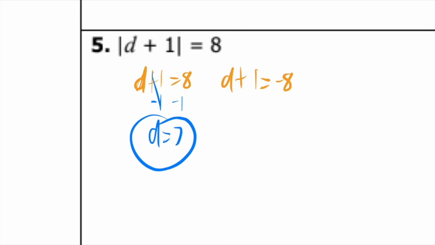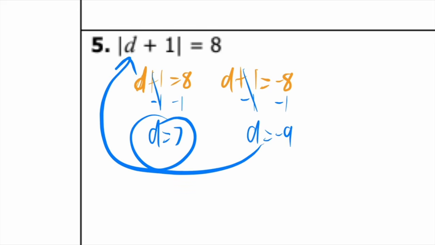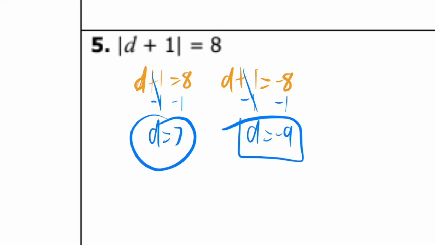And if I plug that back in, I get 7 plus 1, which is 8, and 8 from 0. And if I subtract 1 in the other equation, I end up getting d to equal -9, which if I plug in up here, I get -8, which is also 8 from 0. So that's my answer. So those are my 2 answers, 7 and -9.